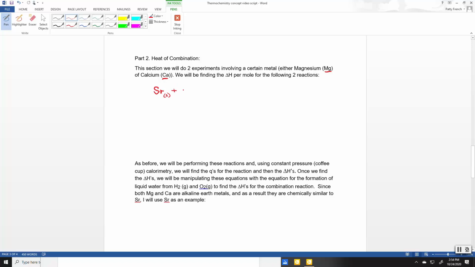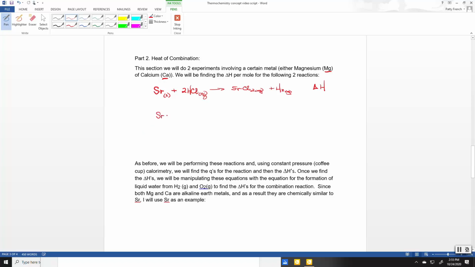So the first thing we're going to do is take the pure metal and react it with hydrochloric acid. You're going to have to make sure you're using the correct concentration. This reaction is a displacement reaction, just like we did way back in the chemical reactions lab, and it will yield strontium chloride and hydrogen gas. Oh yay, that stuff that makes you choke. Doing the coffee cup calorimetry exactly the way we did before, we're going to be able to find the delta H in kilojoules per mole.